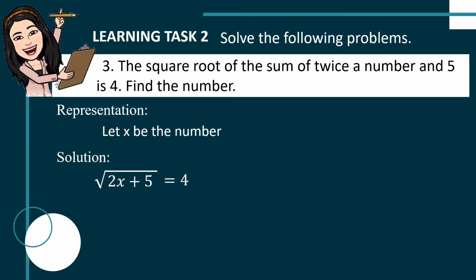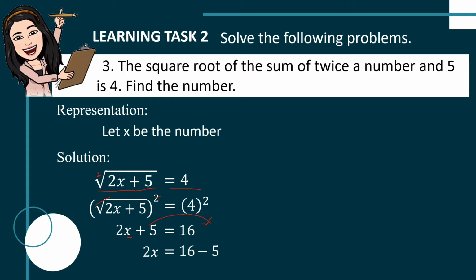Now, let us find the number. That is by applying the solving of radical equations. Here, the index is 2. So therefore, we have to raise both sides to the power of 2. Now, simplifying, the square of the square root of 2x plus 5 is equal to 2x plus 5. The square of 4 is equal to 4 times 4, that is 16. So therefore, we have 2x plus 5 equals 16. Now, our goal is to find the value of x. So therefore, we have to isolate it on one side. So the positive 5, we need to transpose to the other side. So that would become 2x equals 16 minus 5. So therefore, 16 minus 5 is equal to 9.